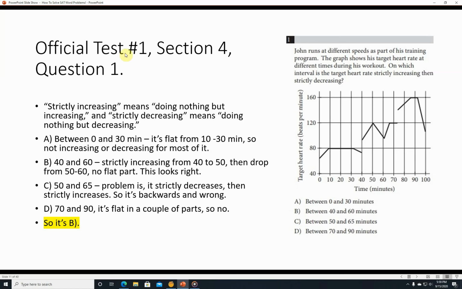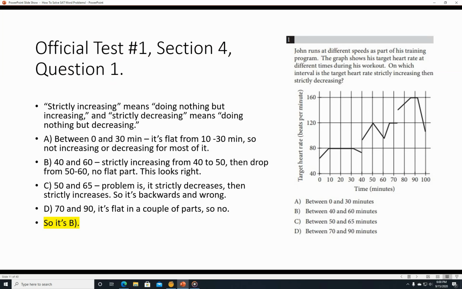All right, official test number 1, section 4. Hey, that's the calculator section. Question 1. John runs at different speeds as part of his training program. The graph shows his target heart rate at different times during his workout. On which interval is the target heart rate strictly increasing, then strictly decreasing?